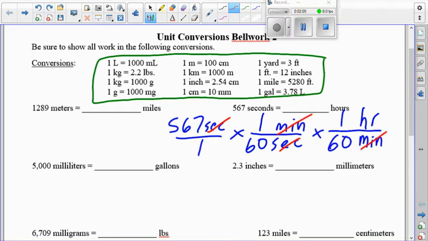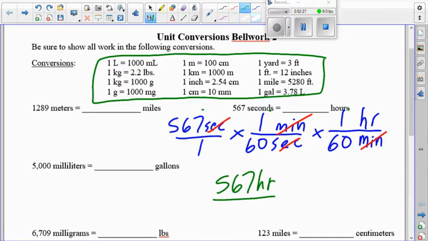Do I want hours in my final answer? Yeah. You betcha. So I'm done now at this point. I'm going to go ahead and multiply through. So if I give myself a little bit more space here. If I do 567 times 1 times 1, I'll get 567 hours on top. 1 times 60 times 60 is 3,600.